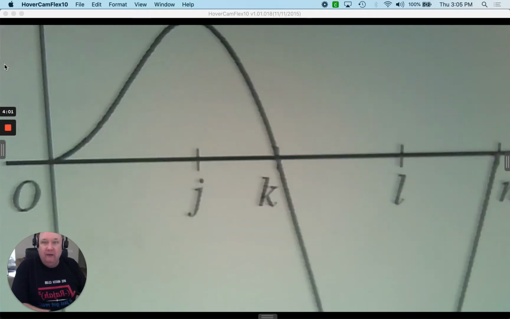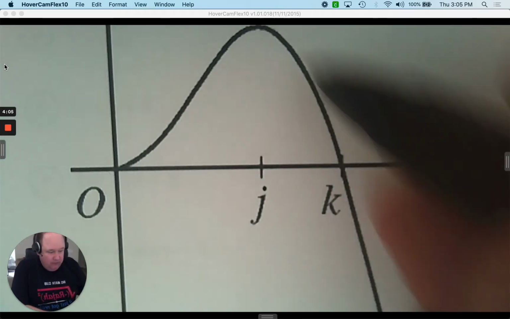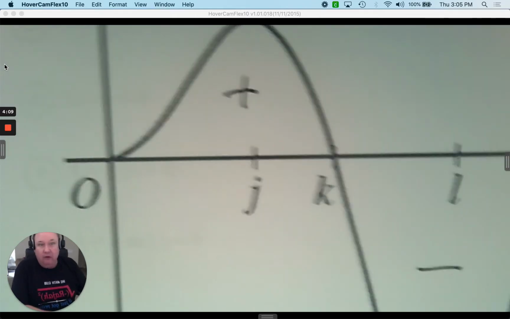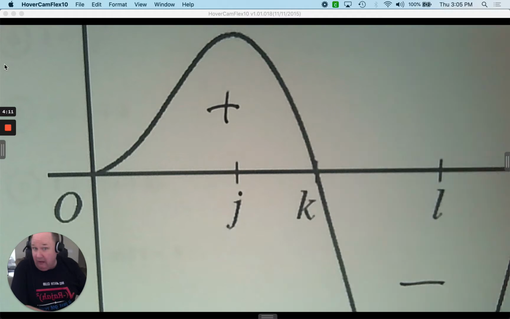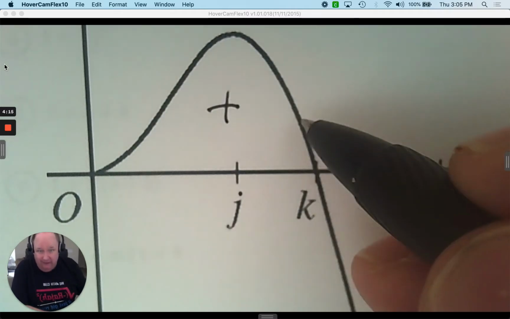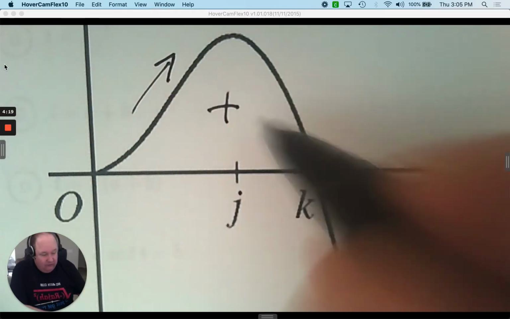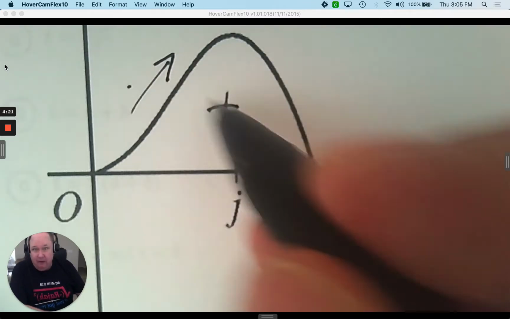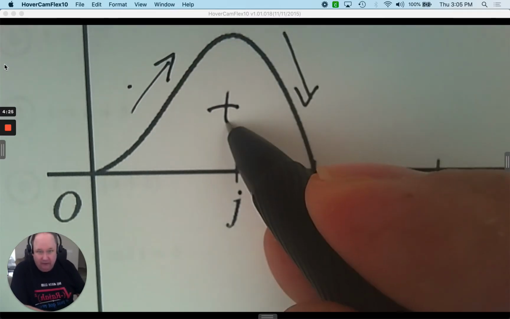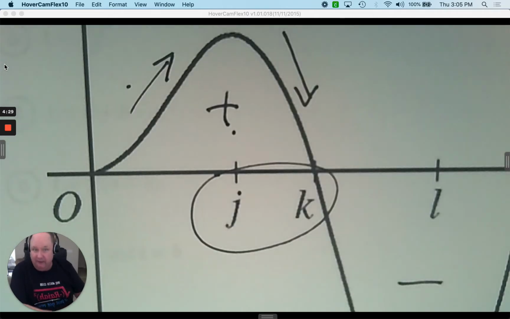So when I look at here, what I'm looking for off the graph, if it's above, it's positive. And if it's below, it's negative for velocity. So for acceleration, I'm looking at increasing or decreasing off the velocity. So this is increasing and positive. That's positive, positive. This is decreasing and positive. These signs don't match. So from J to K, it's slowing down.